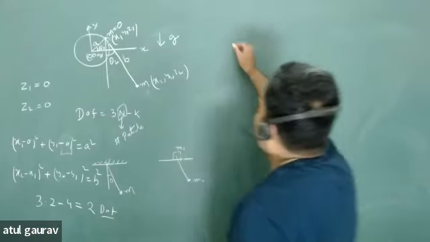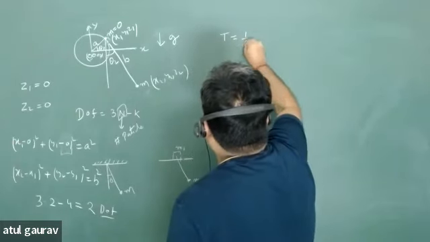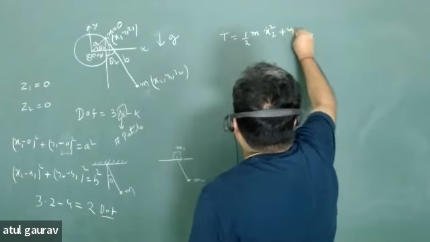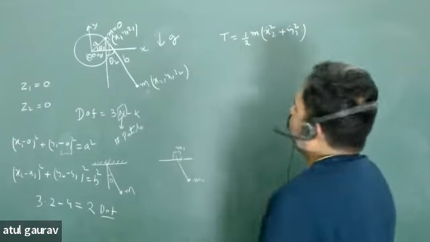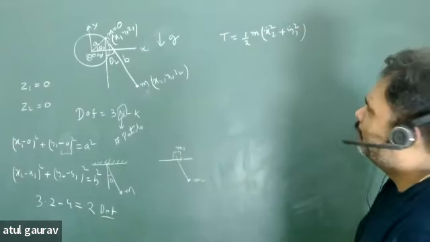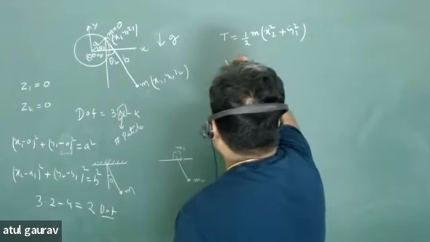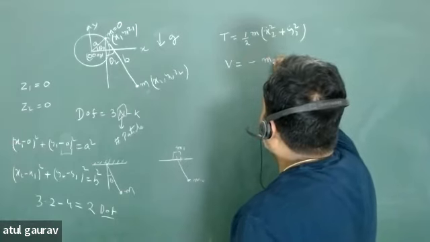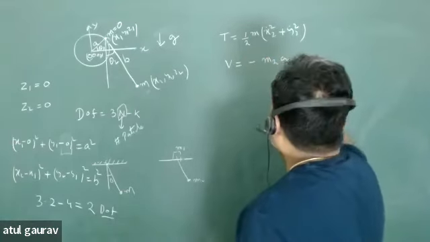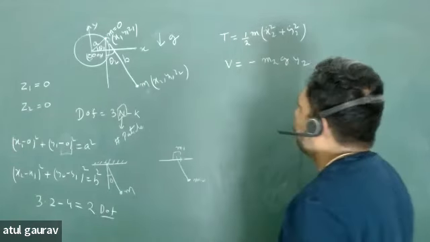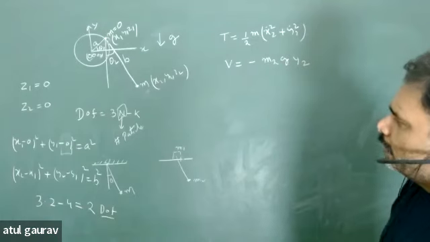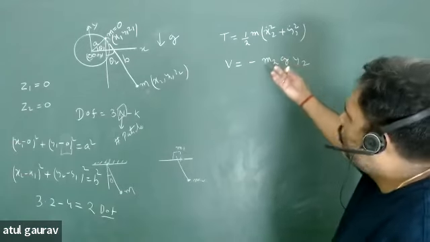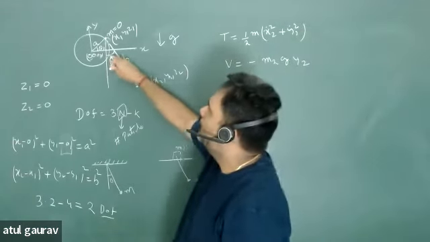Isn't it? So what is the kinetic energy for the mass? Kinetic energy is half M times x2 dot square plus y2 dot square. And what is my potential energy? The potential energy is equal to minus m2 g y2. Are people comfortable? So what I have to do now is include this particular theta1 and theta2 in my calculation.